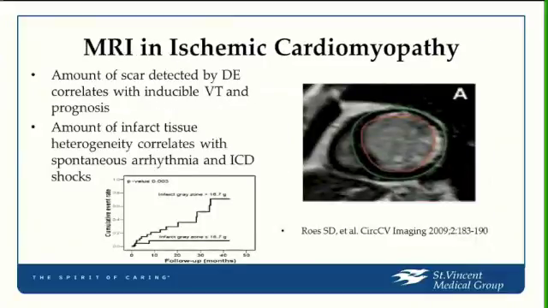Same thing can be said for ischemic cardiomyopathy. In ischemic cardiomyopathy, the scar is mostly endocardial or transmural. And the amount of scar detected by delayed enhancement correlates with inducibility, that's been shown, and with prognosis. And the amount of heterogeneity within the particular tissue of interest correlates with spontaneous arrhythmia and defibrillator shocks. And that was shown here, where this shows the increase in defibrillator shocks with the amount of different tissue heterogeneity. So we talked about hypertrophic cardiomyopathy. We talked about ischemic cardiomyopathy.